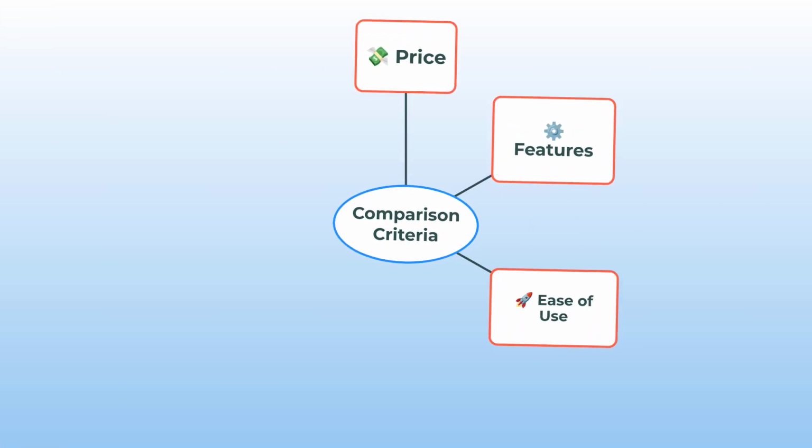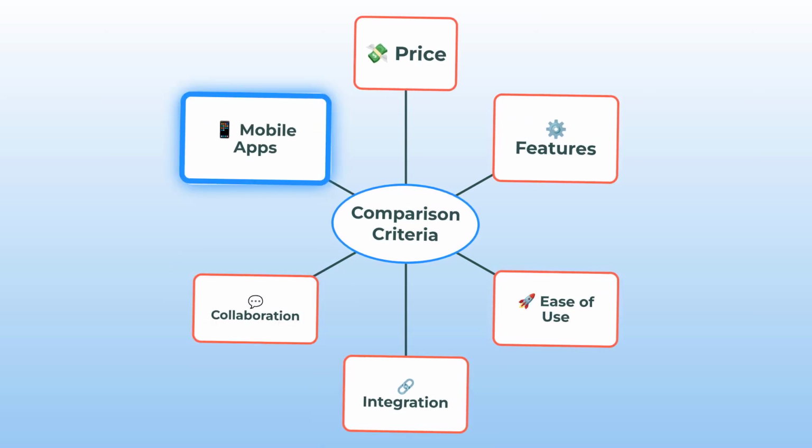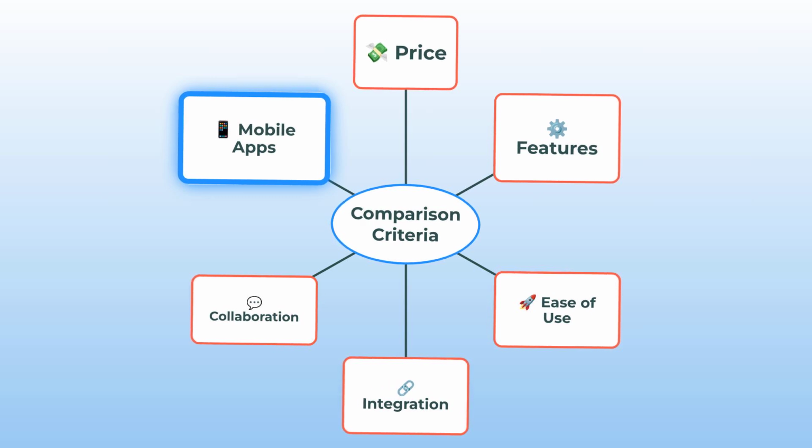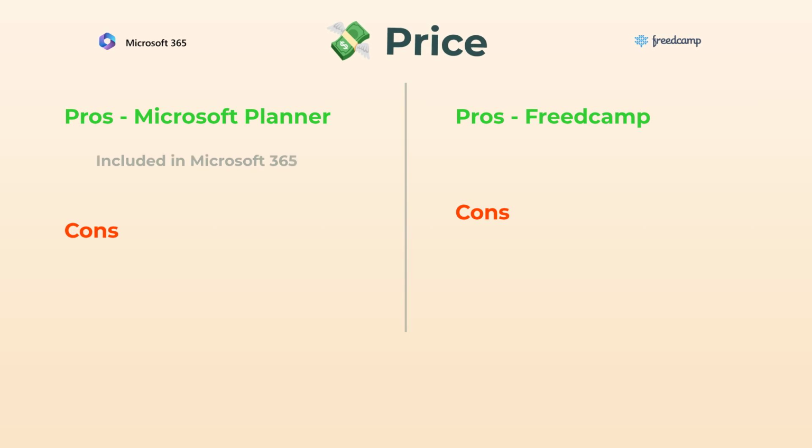Let's get into it. Alright, real quick, here's the plan. We're going to break this down by 6 categories: price, features, ease of use, integration, collaboration, and mobile apps. So basically everything that actually matters when you're choosing where to run your next project. Let's jump right in. Let's start with price.